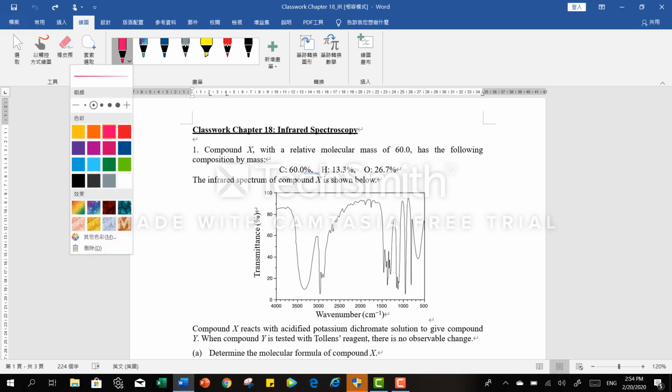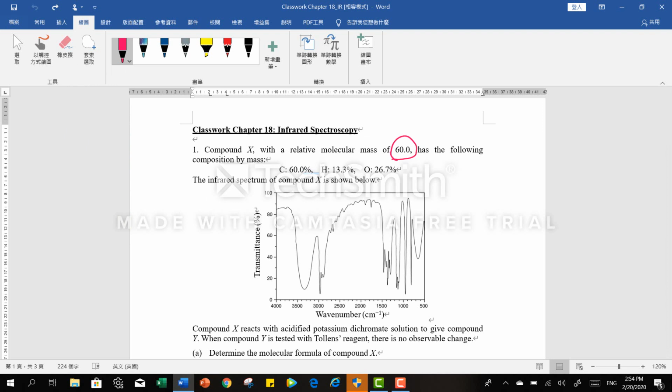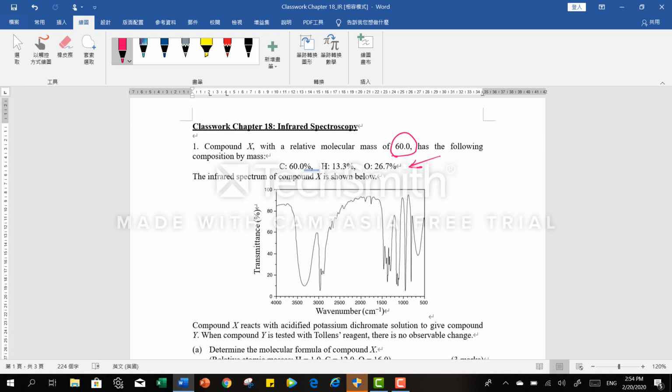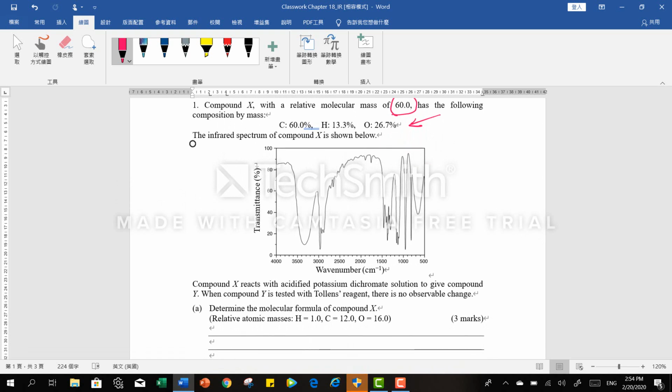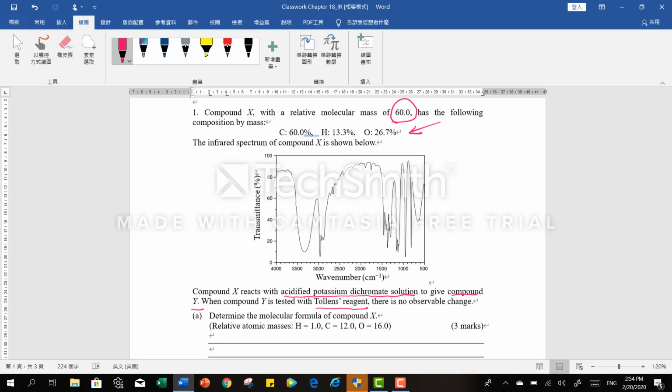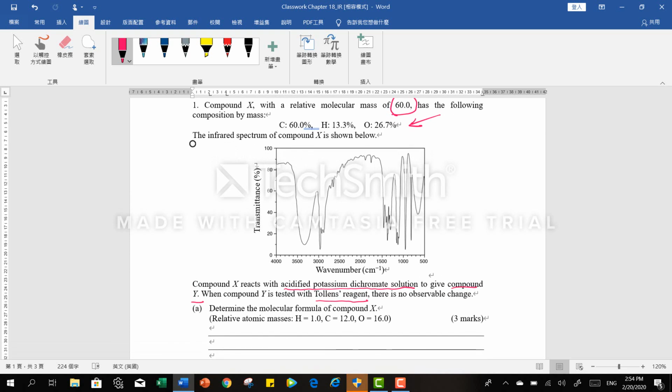Compound X with a relative molecular mass of this one has the following composition. When you see this composition, you know that the question is going to ask you to work out the empirical and the molecular formula. This is actually what we have learned in IG, right? Compound X reacts with acidified potassium dichromate solution to give compound Y, okay? And when compound Y is tested with Tollens reagent, there is no observable change.